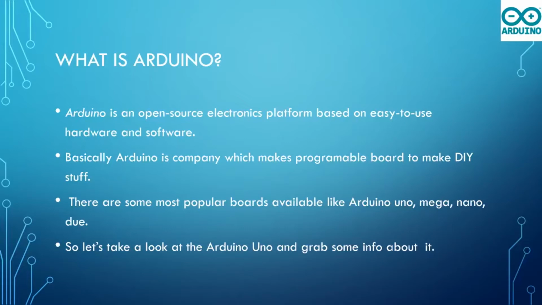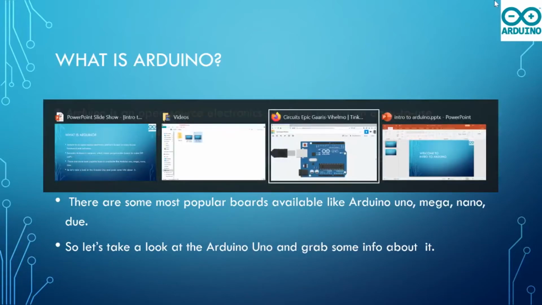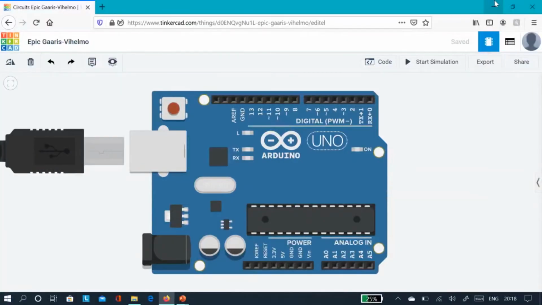There are some most popular boards available in the market like Arduino Uno, Mega, Nano and Duo. These four boards are most widely used among programmers, engineers and non-engineer people also. So let's take a look at Arduino Uno and grab some info about it. I'm using the Tinkercad platform, but if you have a physical board, it is much better.